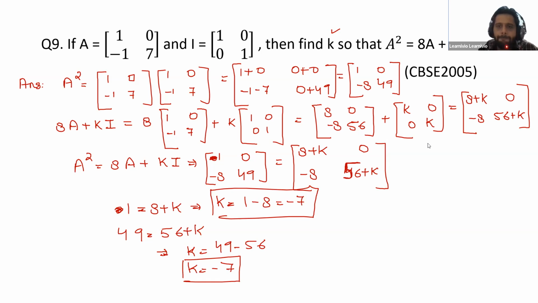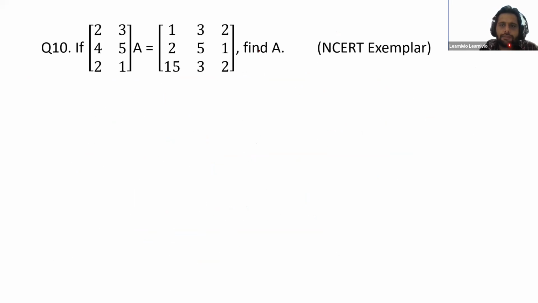Sir, is this clear? Yes, sir. Okay, very good. And I hope everyone has completed this. We will start the next one. Next is this. This question is from your NCERT exemplar. You have a matrix, this is getting multiplied with matrix A, and you are getting this one. Now please find the matrix A.